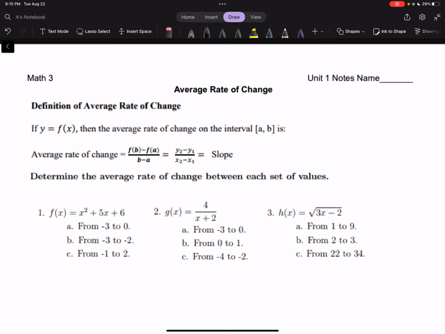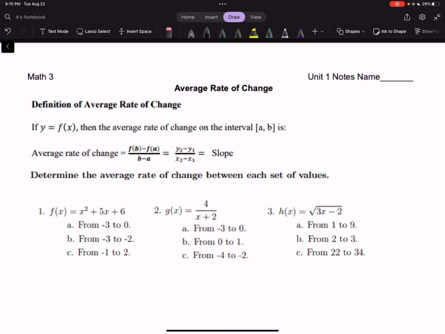Something I do want to point out. If your change in the y's, so the top part, is a number and your change in the x's is 0, this does not exist. You cannot divide by 0. If your top part is 0 and your change in x's is a number, this is just 0. That's your rate of change. That would be a horizontal line. The top one would be a vertical line. Alright, moving on.